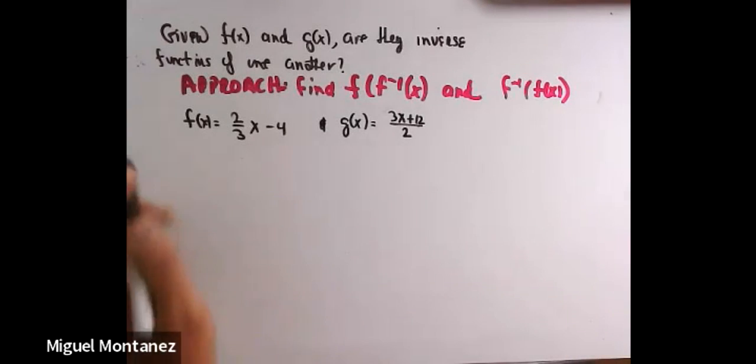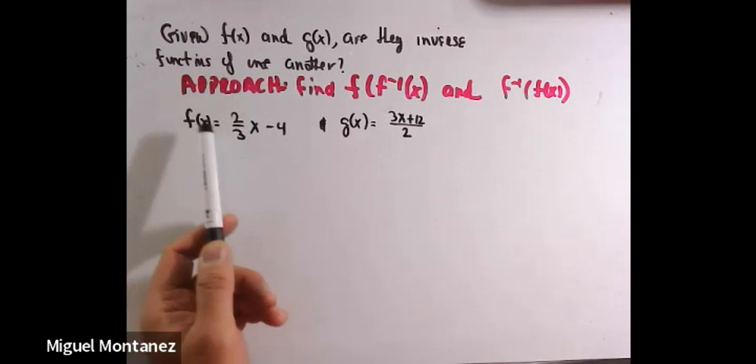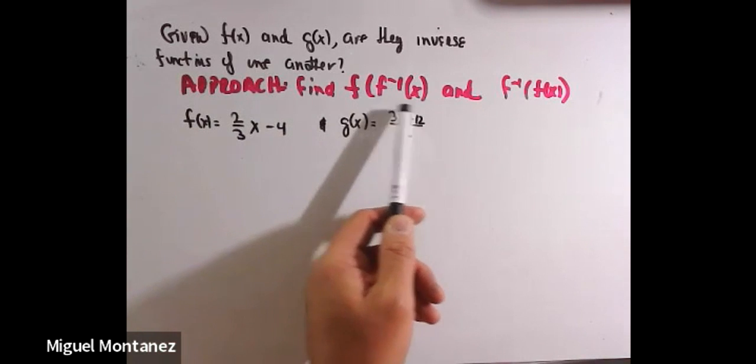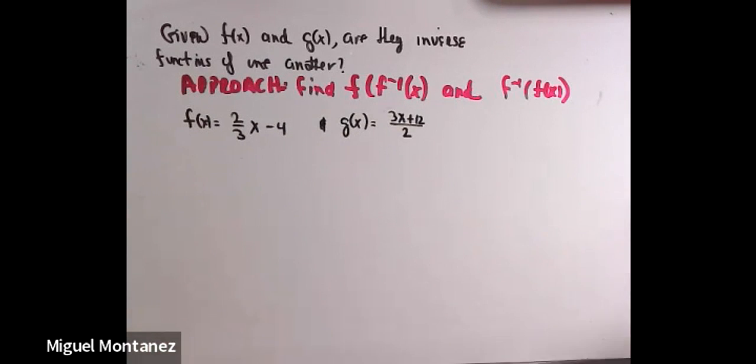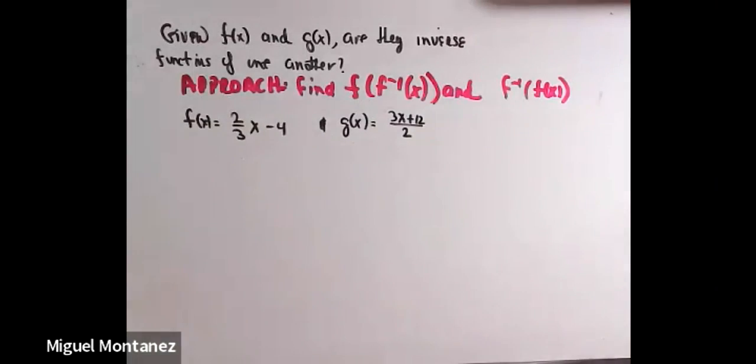So this is what we have. Given two functions, are they inverse functions of one another? Yes or no? Here I attempted to write, the approach will be finding f of f inverse of x and f inverse of f of x. Anyway, so let's see what we have.